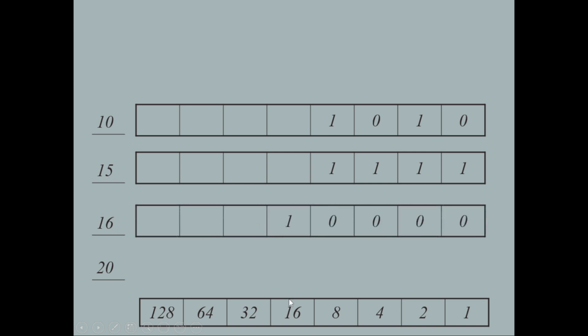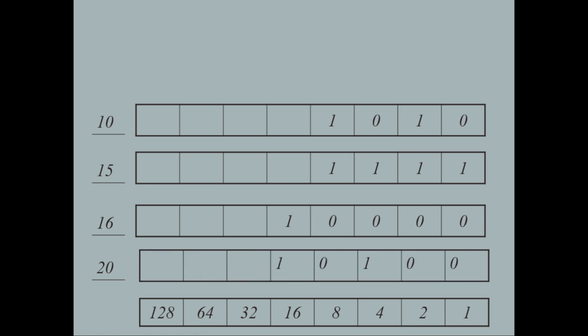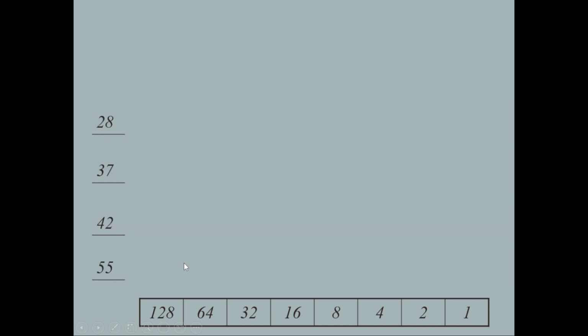16 is one group of 16 with nothing left over. 20, it's one group of 16, right? Because we can't put a group of 32 in a 20, but we can put 16 in a 20. What's left over? 4. So we have one group of 16, 0 groups of 8, one group of 4, 0 groups of 2, 0 left over. 16 plus 4 is 20. Okay? So hopefully you have the kind of rhythm there.